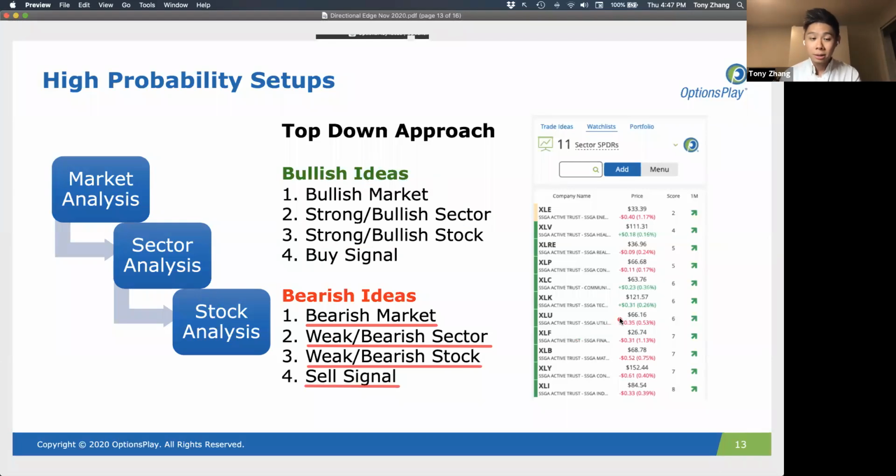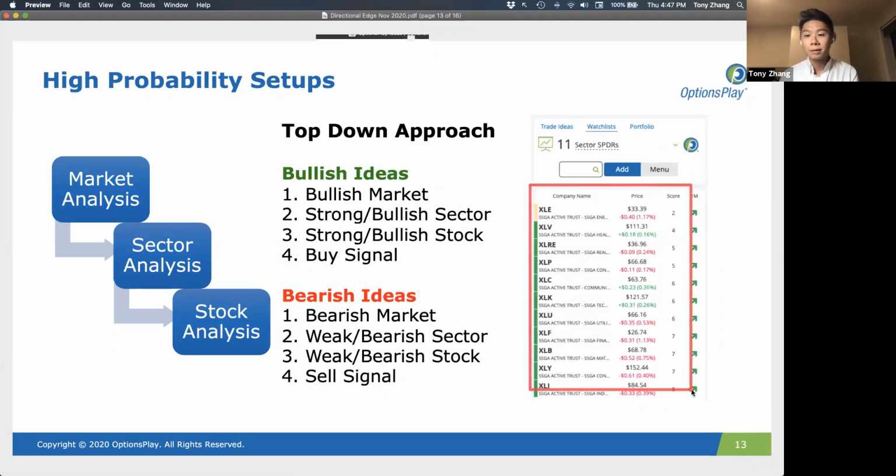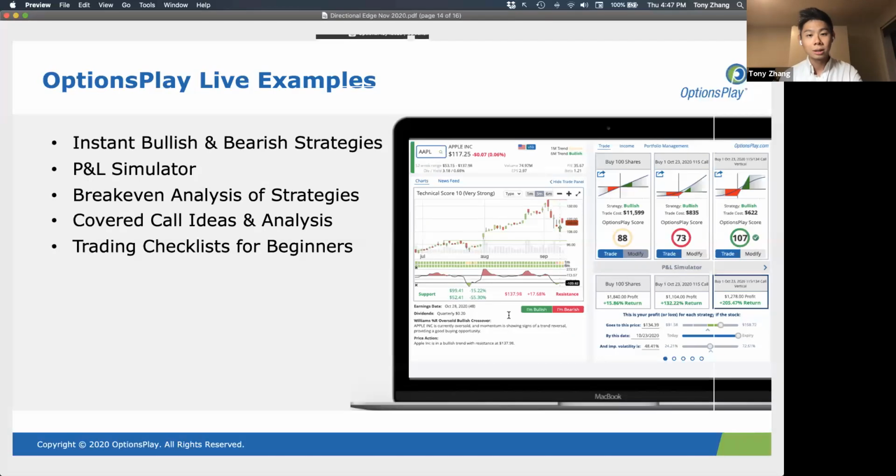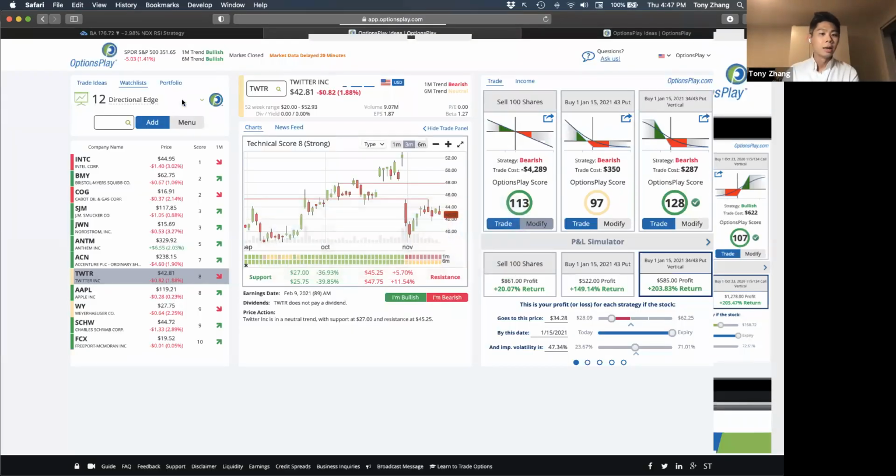But the OptionsPlay watch list tool, when you first log in, the first thing it does is show you all 11 sectors and where they currently stand, both from a trend perspective as well as from a relative strength perspective. So, from my perspective, the best way to teach you guys this is by showing it to you using the OptionsPlay tool. So let's log in and take a look.